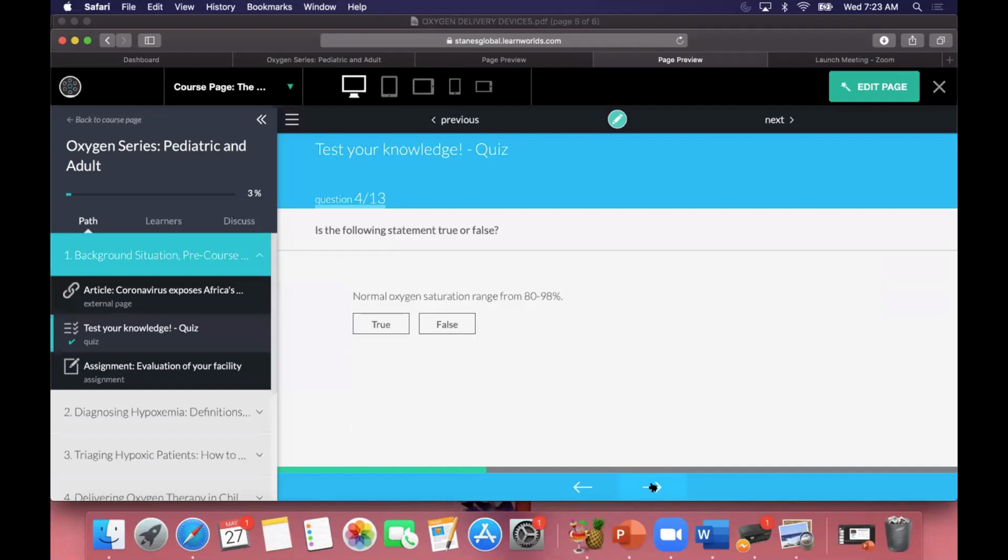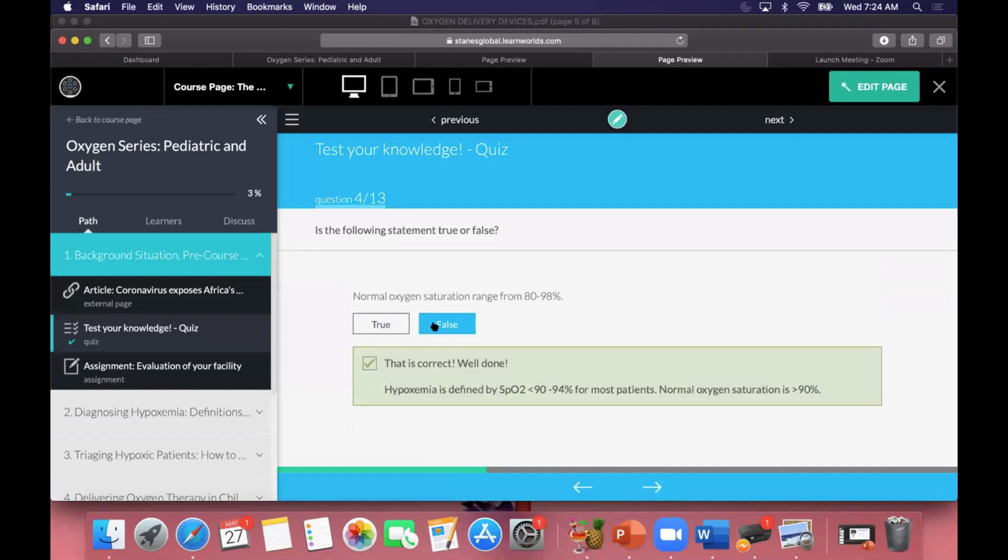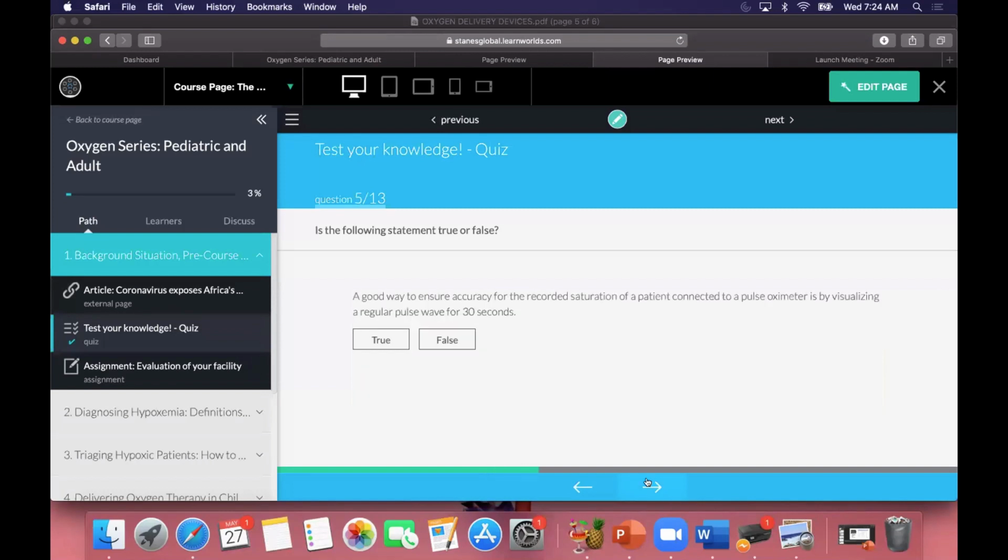Is the following statement true or false? Normal oxygen saturation ranges from 80 to 98%. Okay, I'm going to say false. Hypoxemia is defined by an SpO2 less than 90 to 94% in most patients. Wonderful.